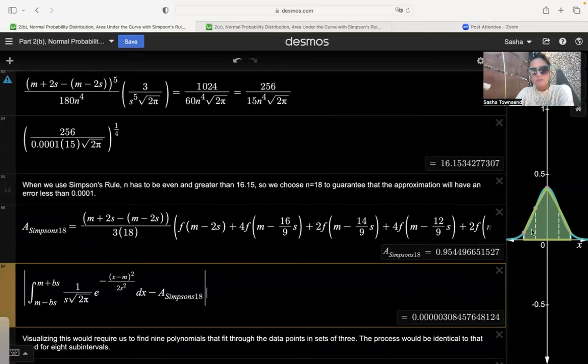Now, if I wanted to graph that and show you what that looked like, I would actually have to divide this interval from the mean minus 2 standard deviations to the mean plus 2 standard deviations, or alternatively, we could just look at x between -2 and 2, right? And then divide that by 18. And then at each of those values, we'd find the corresponding y values.